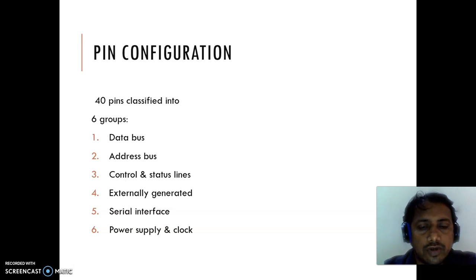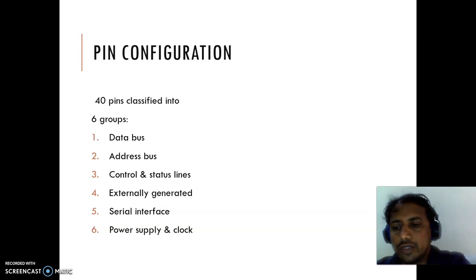The pin configuration of the 8085 microprocessor is classified into 6 different groups. Number 1 is the data bus. Second one is the address bus. Third one is the control and status lines. Fourth one is the externally generated signals. Fifth one is serial interface. Sixth one is power supply and clock. Now these 6 groups will form the 40 pins of the 8085 microprocessor.